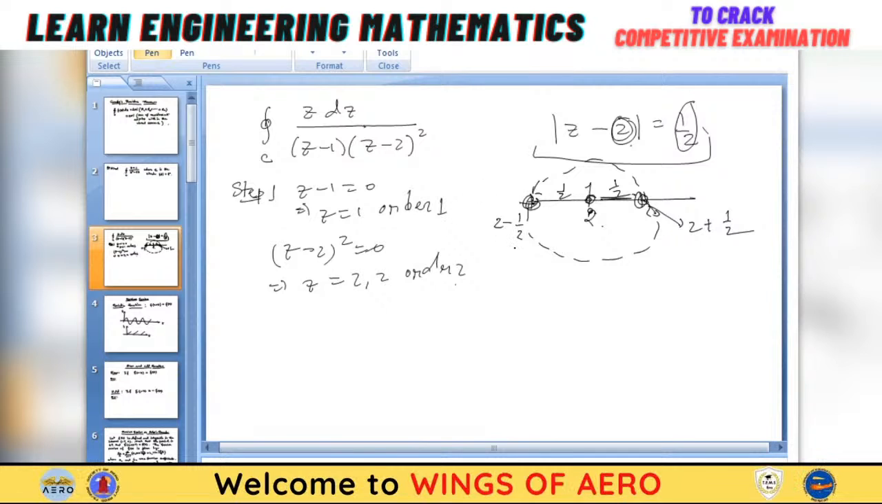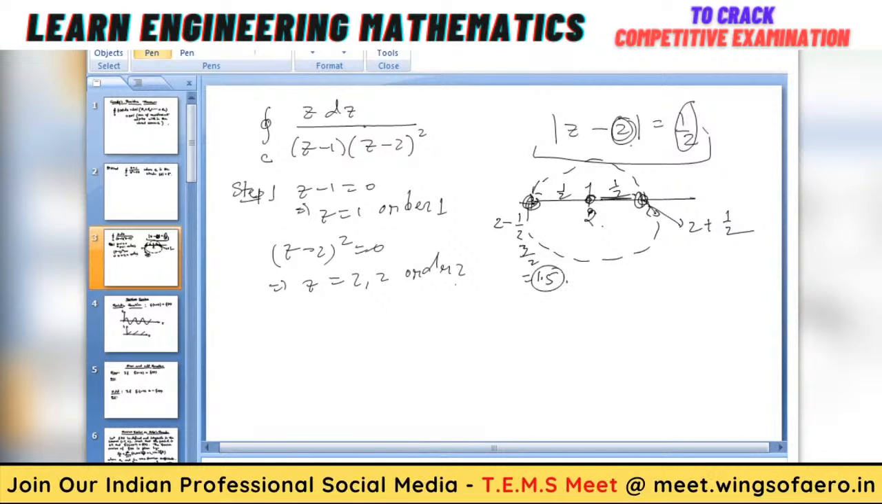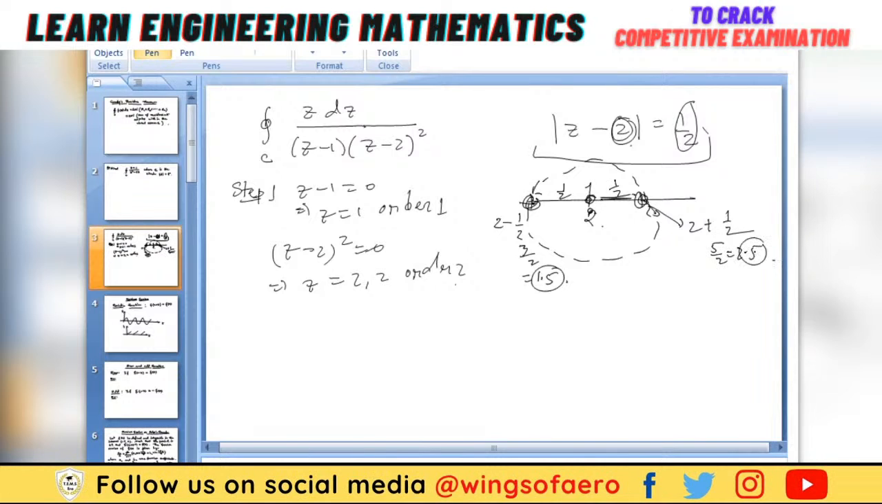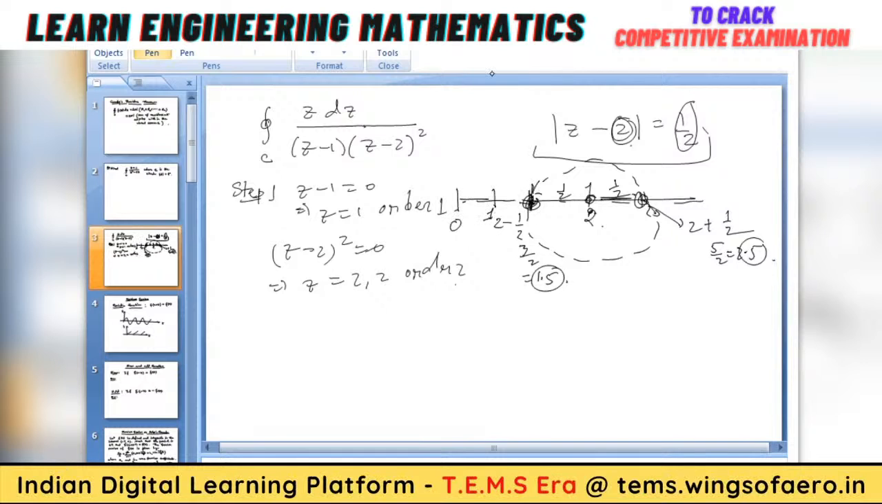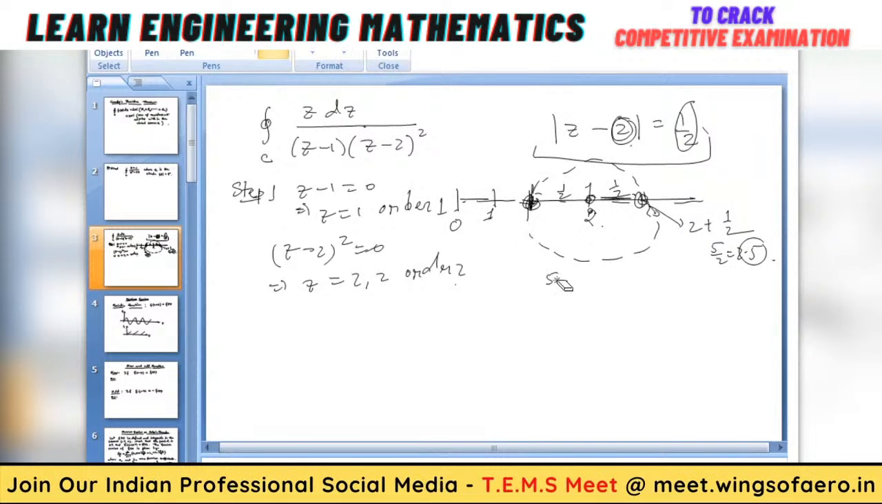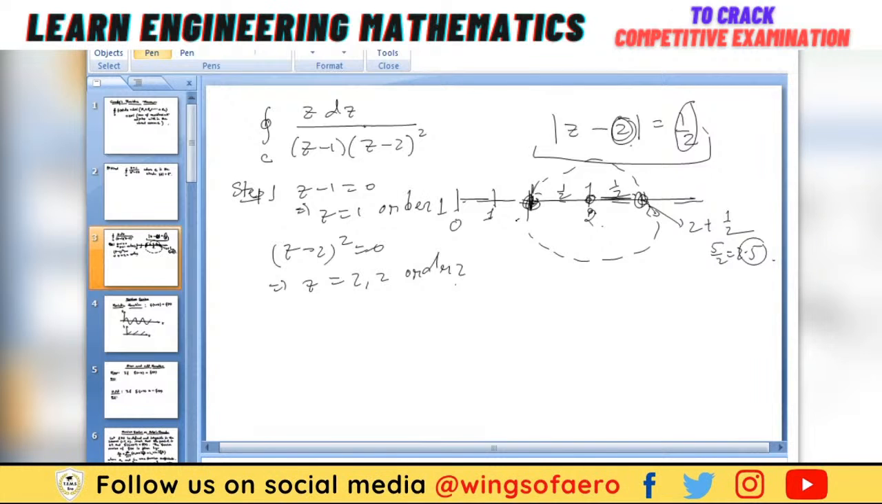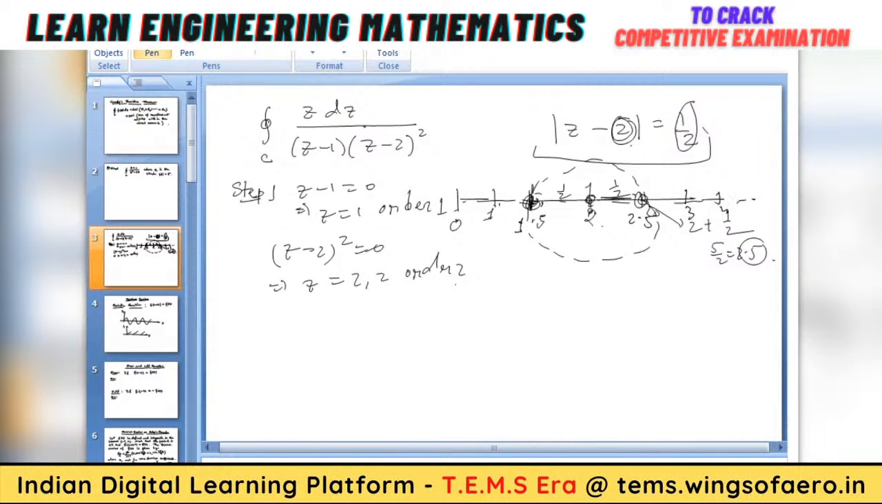So 2 minus half is what? 3 by 2, which means 1.5. And 2 plus half equal to 5 by 2, which means 2.5. So 1.5 and 2.5. If I consider the line of points, this is 0, this is 1, this is 1.5 to 2.5, and then 3, then 4, and so on. So this is the line.